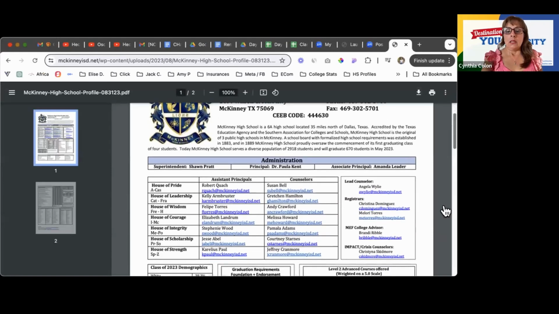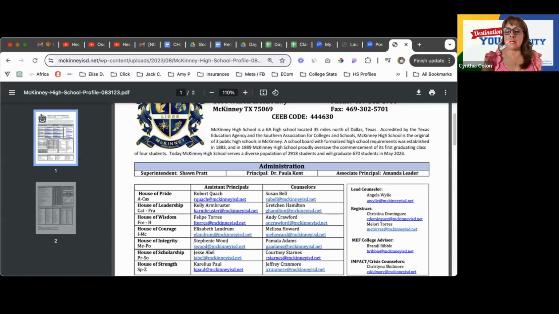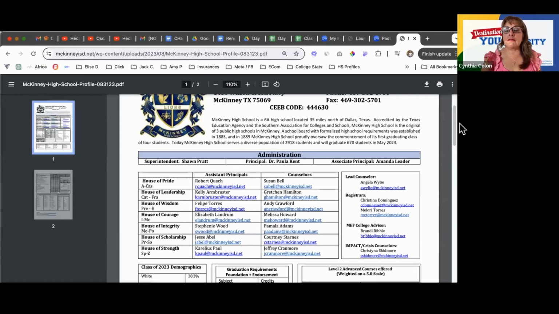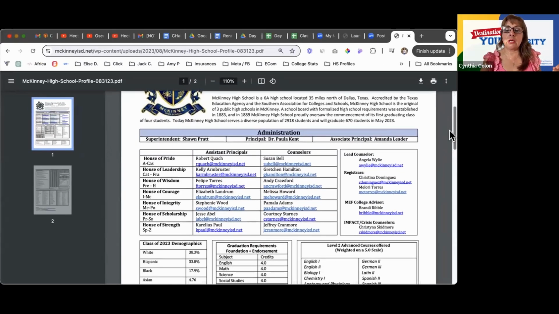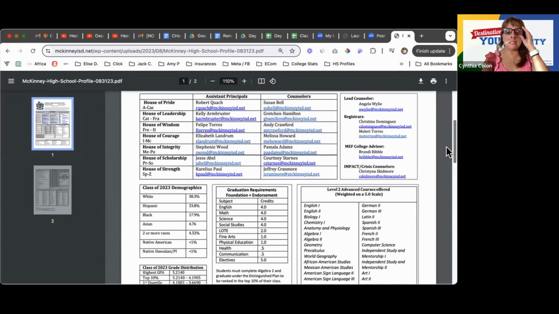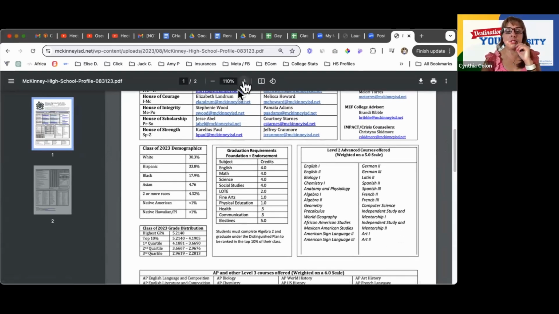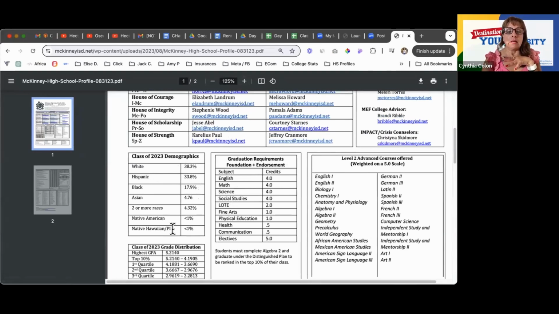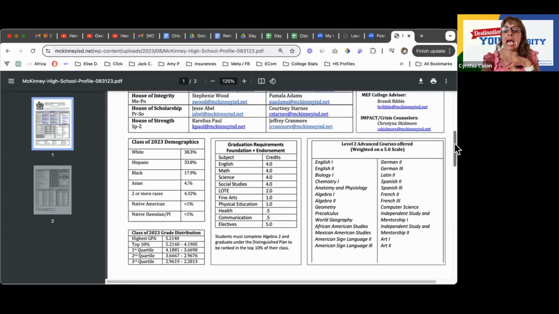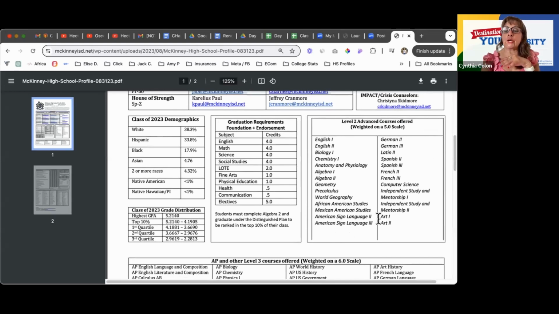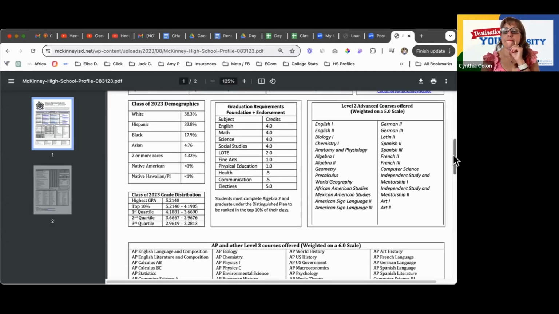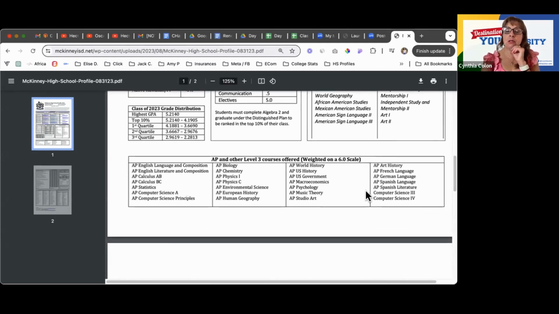Okay. So you guys, I'm getting older, so I can't see everything. But it's going to look like it's going to just have some information. Some are prettier than others, but basically I can see the demographics of the high school. Demographics are here, so I understand the population. I understand the graduation requirements. It tells me how many and which honors and advanced level courses are offered. And then it tells me which APs are offered.